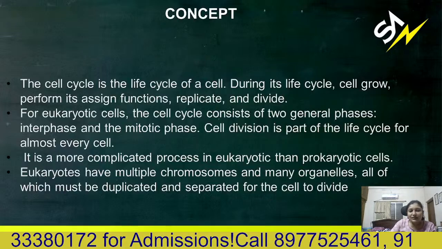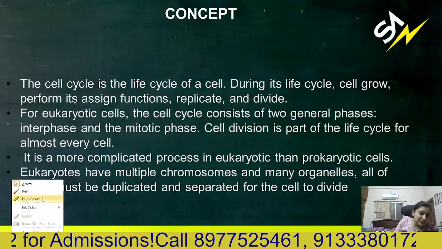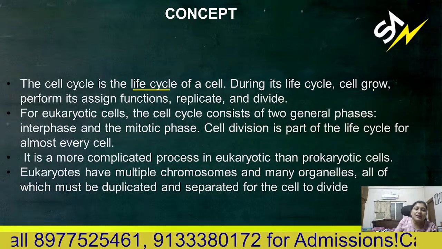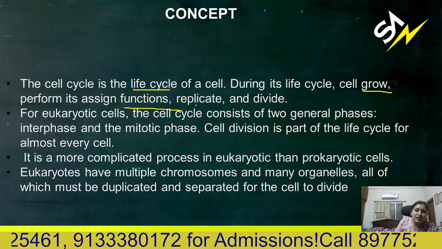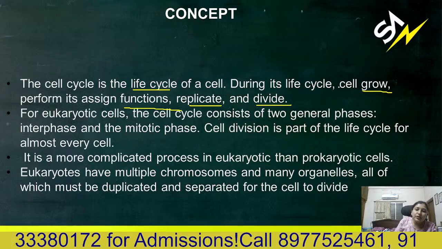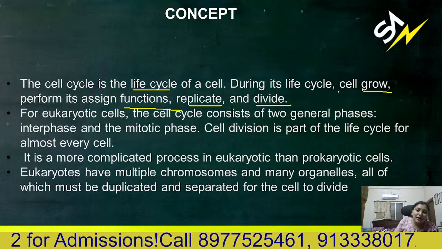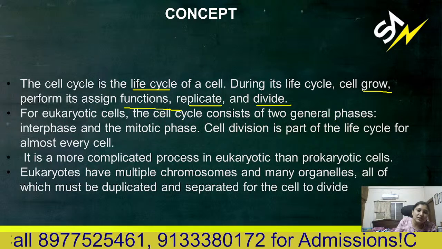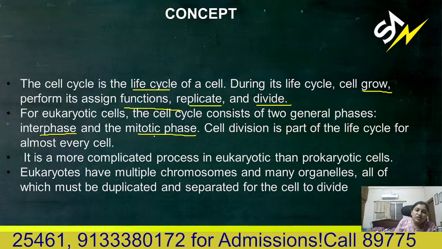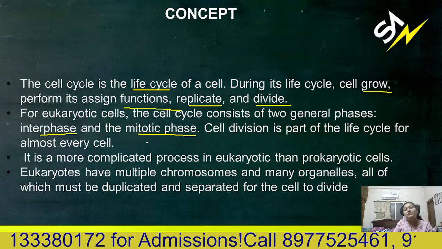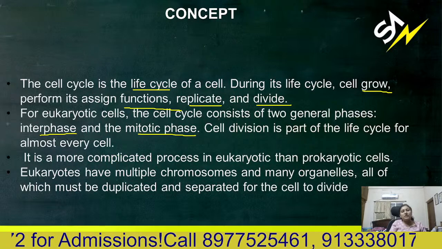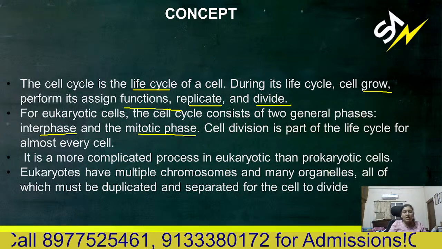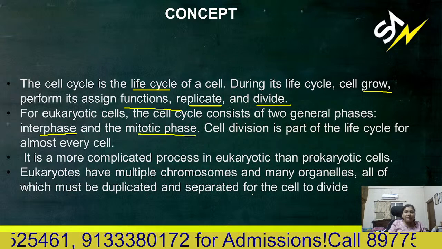So now we are starting cell cycle. See what exactly cell cycle means. A cycle is the life cycle of the cell. During this life cycle, the cell grows, performs all its functions, replicates and divides. Again it will enter the growth, functions, replication and division. So for eukaryotic cells, the cell cycle consists of 2 general phases, interphase and mitotic phase. Cell division is a part of the life cycle of almost every cell. It is a more complicated process in eukaryotes than prokaryotes. Eukaryotes have multiple chromosomes and many organelles, all of which must be duplicated and separated for the cell to divide.